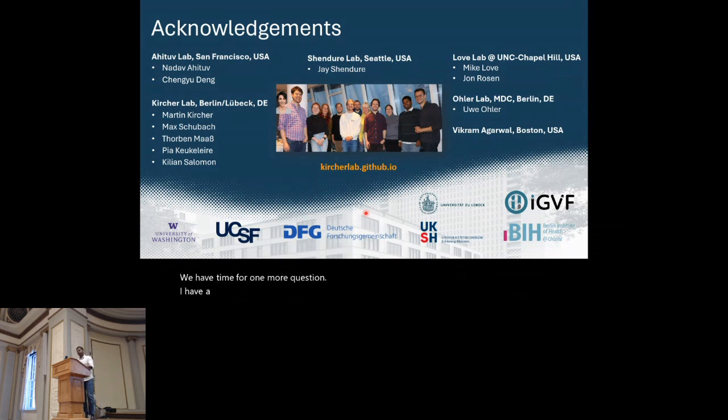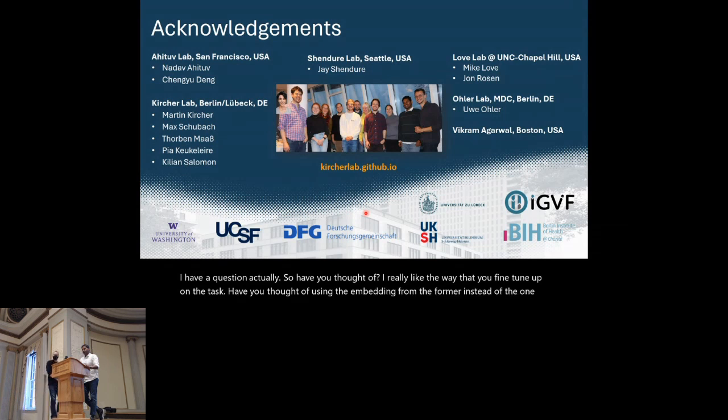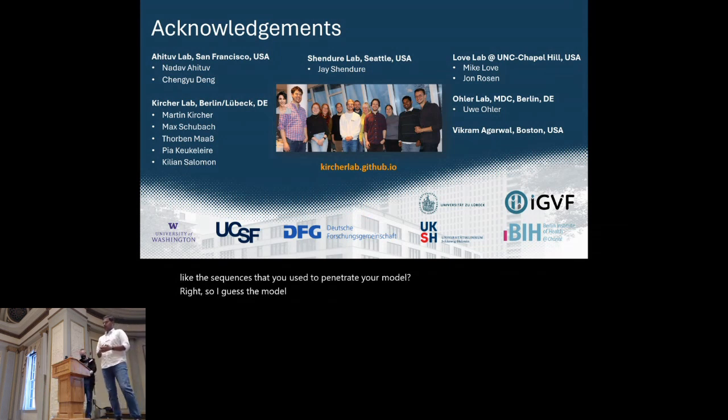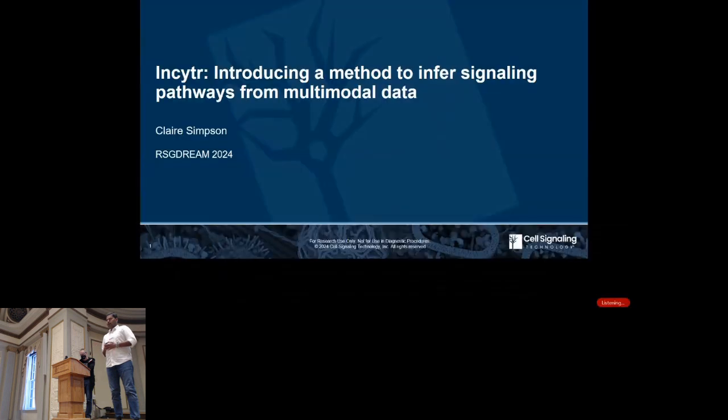So have you thought of, I really like the way that you fine-tuned on the task. Have you thought of using the embedding from Informer instead of the one-hot encoding, the sequences that you use to train your model? So in the model, you basically one-hot encode the genomic sequence. Presumably, you can take that same sequence, run it through Informer, grab the embedding, and feed that into your model, fine-tuning on your experimental data. Any thoughts on that? Do you think that would work well?